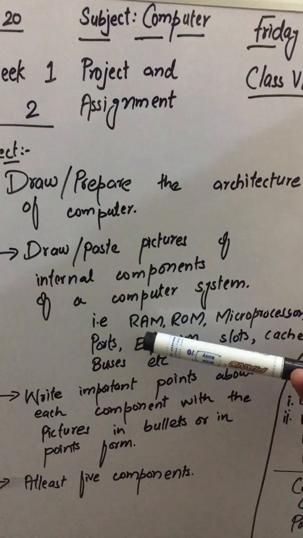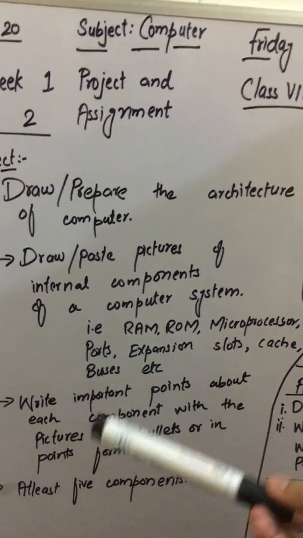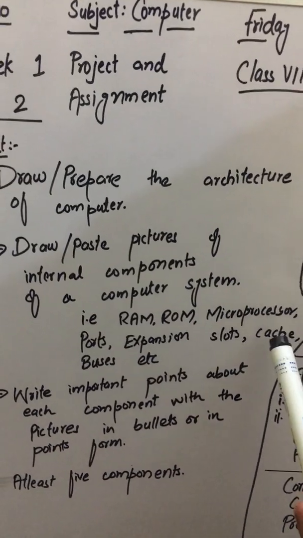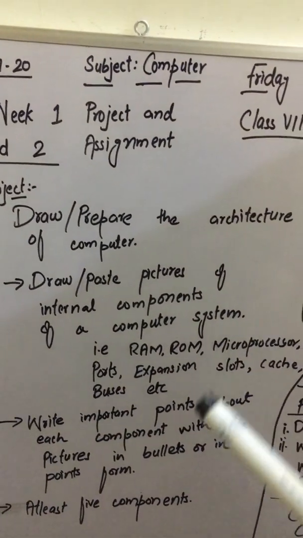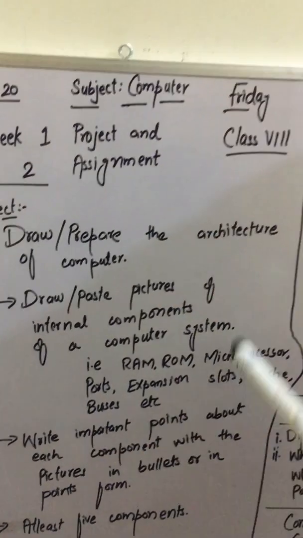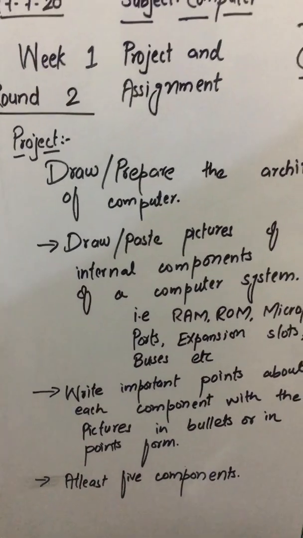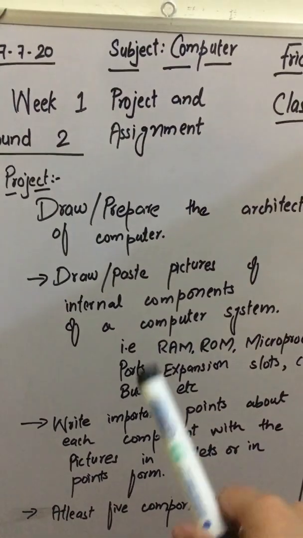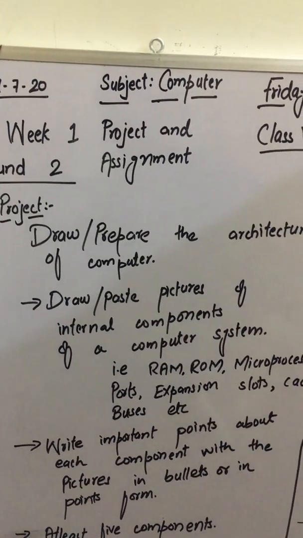You can paste the picture of RAM, ROM, microprocessor, your ports, expansion slots, cache memory, buses, your internal memory, hard disk, etc. There are so many things inside the computer system. You can choose at least any 5. You have to do at least 5 components, but you can choose more if you can, but 5 is mandatory.